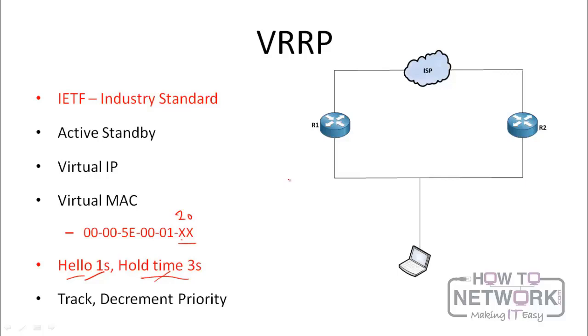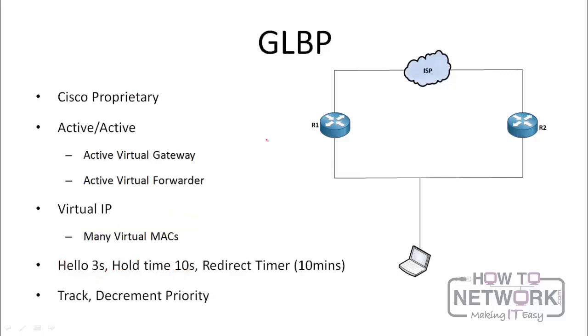You can also do track and decrement priority with VRRP, and the default priority is still 100, so it's pretty much the same, except you can now use it for non-Cisco devices. So VRRP is just the industry version of HSRP. Now let's look at the third redundancy protocol, which is GLBP.